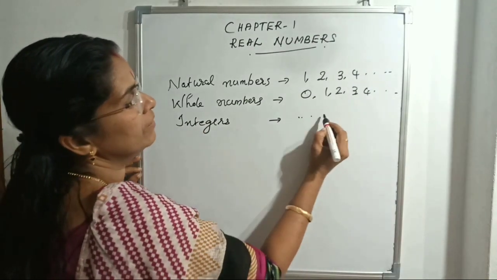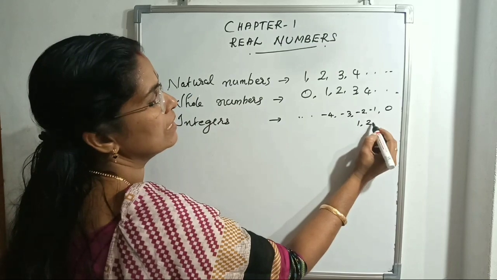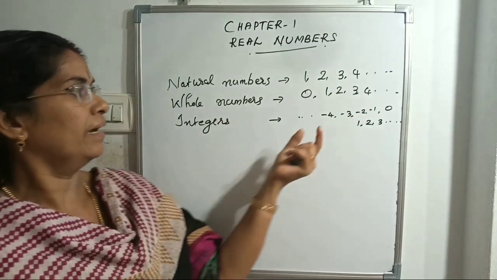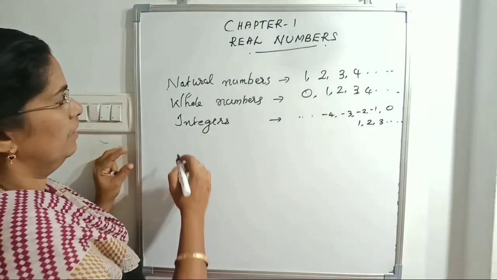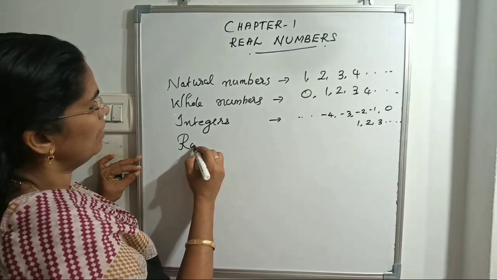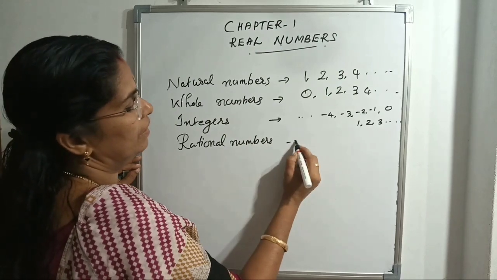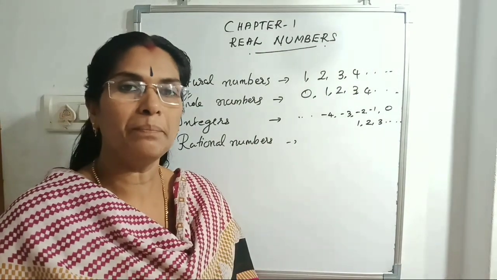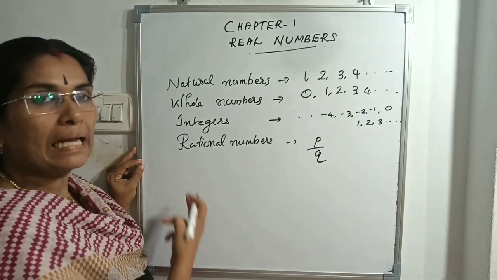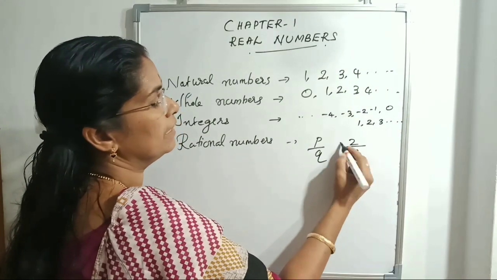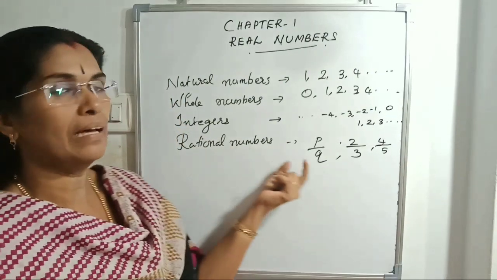So here negative numbers, and 0, positive numbers, etc. The collection of negative, 0 and positive numbers together, we are saying it as integers. Next one is rational numbers. Which are the rational numbers? A number which can be expressed in the form p by q is called a rational number. Example, 2 by 3, 4 by 5, 4 by 9, like this. All these are examples for rational numbers.